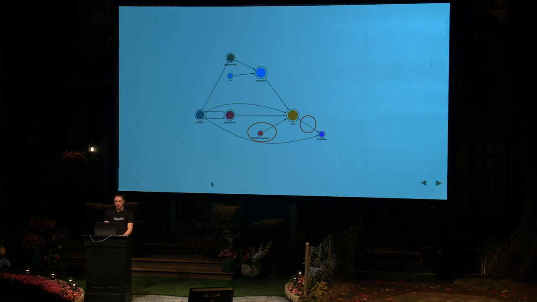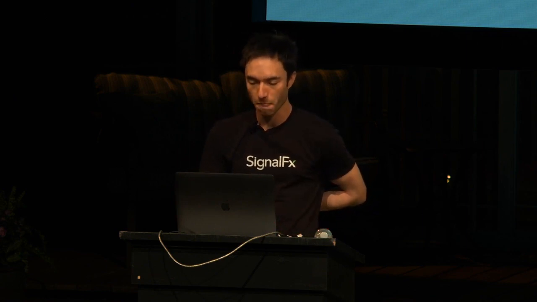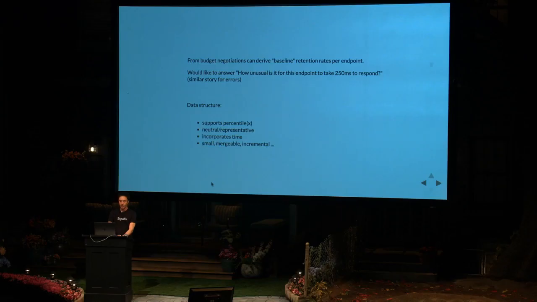Okay, so that's it for budgeting. Now we can move on to some more statistically oriented discussion. So one thing we'd like to know is, how unusual is it for an operation or endpoint to take a certain amount of time? And to answer that, we should have a data structure that has some properties.